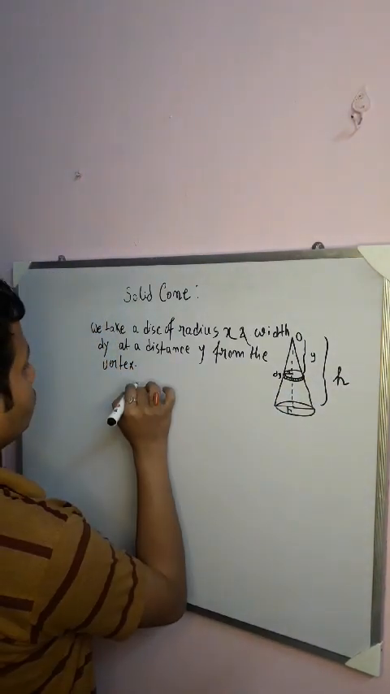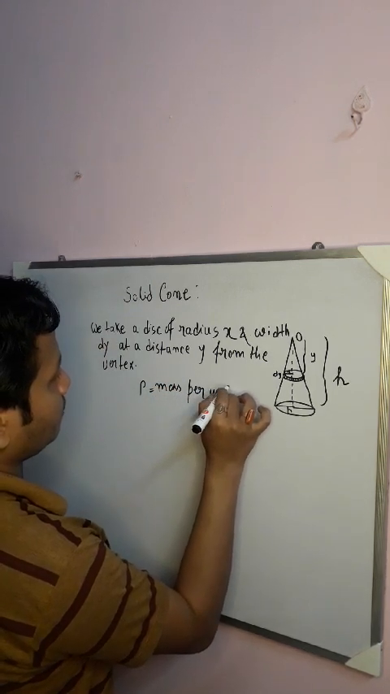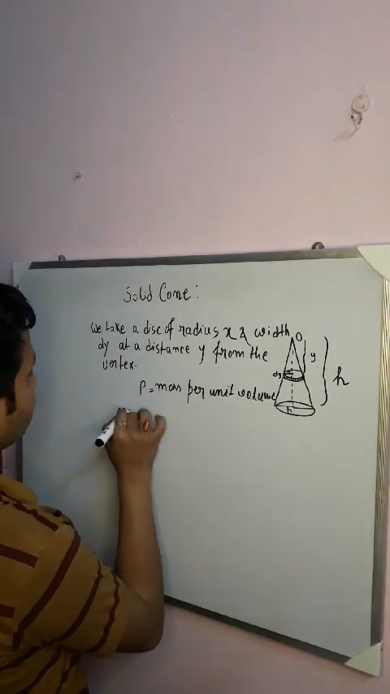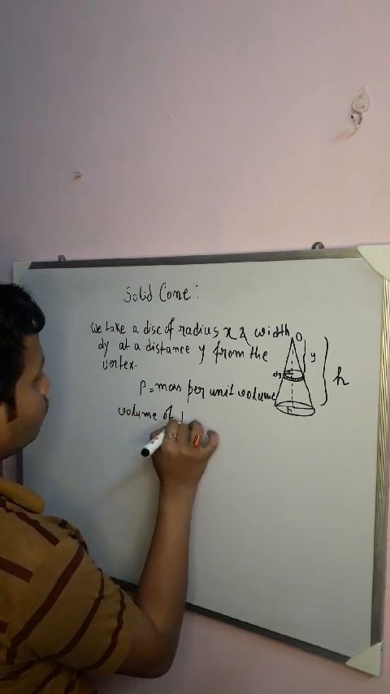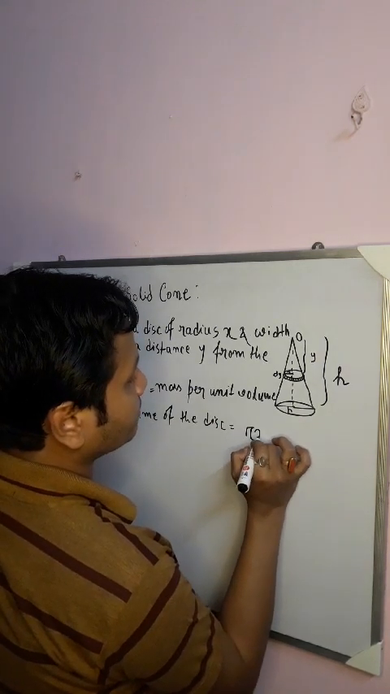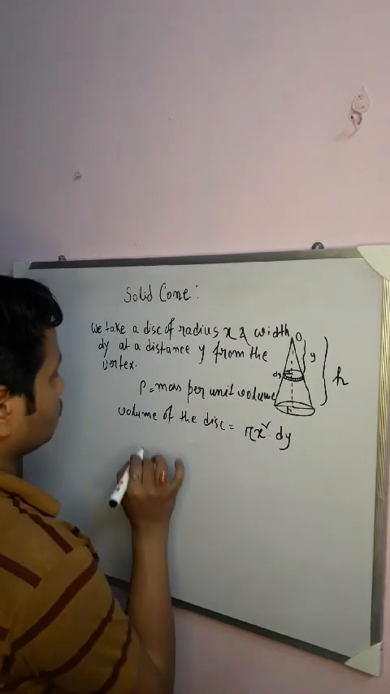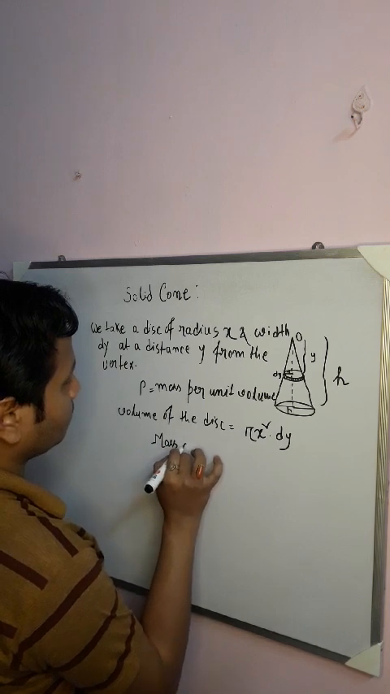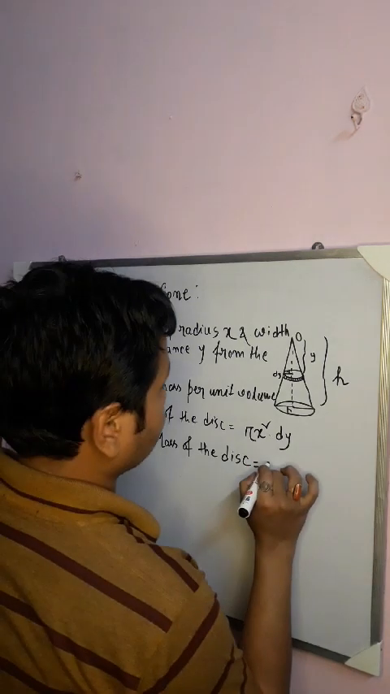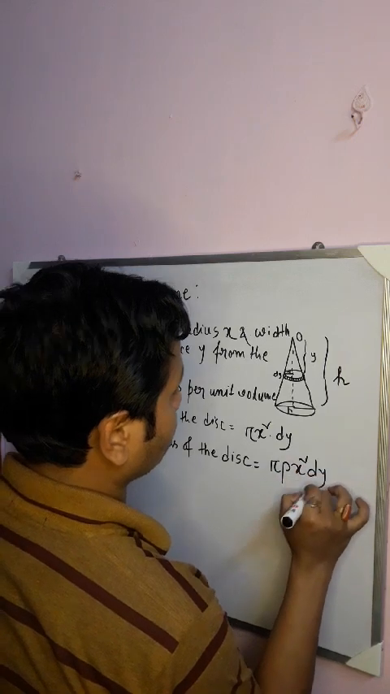So imagine that rho is the mass per unit volume. What is the volume of the disk? The volume of the disk is simply area into thickness. Area is pi x square and thickness is dy. So this is the volume of the disk. So the mass of the disk is pi rho x square dy.